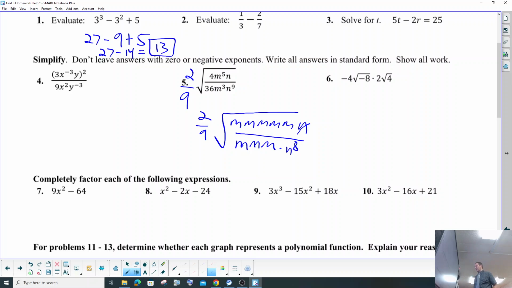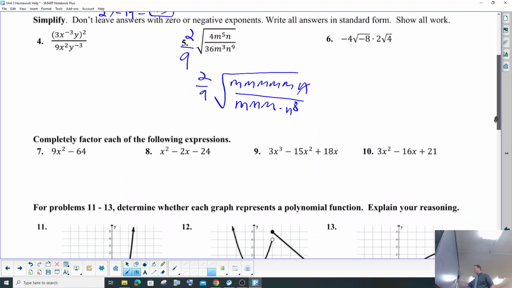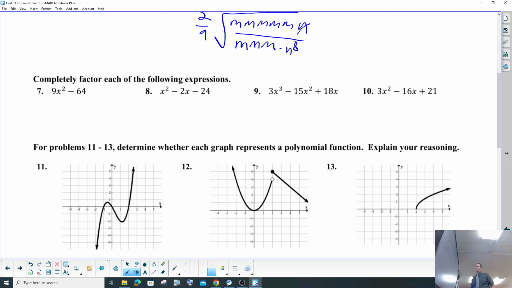Number 7 and 9. Don't forget how to factor. You remember how to factor? Remember the special difference of squares. X and X. What are factors of 9? Perfect squares. That's right. 3 times 3. What's a 64? Pause me.